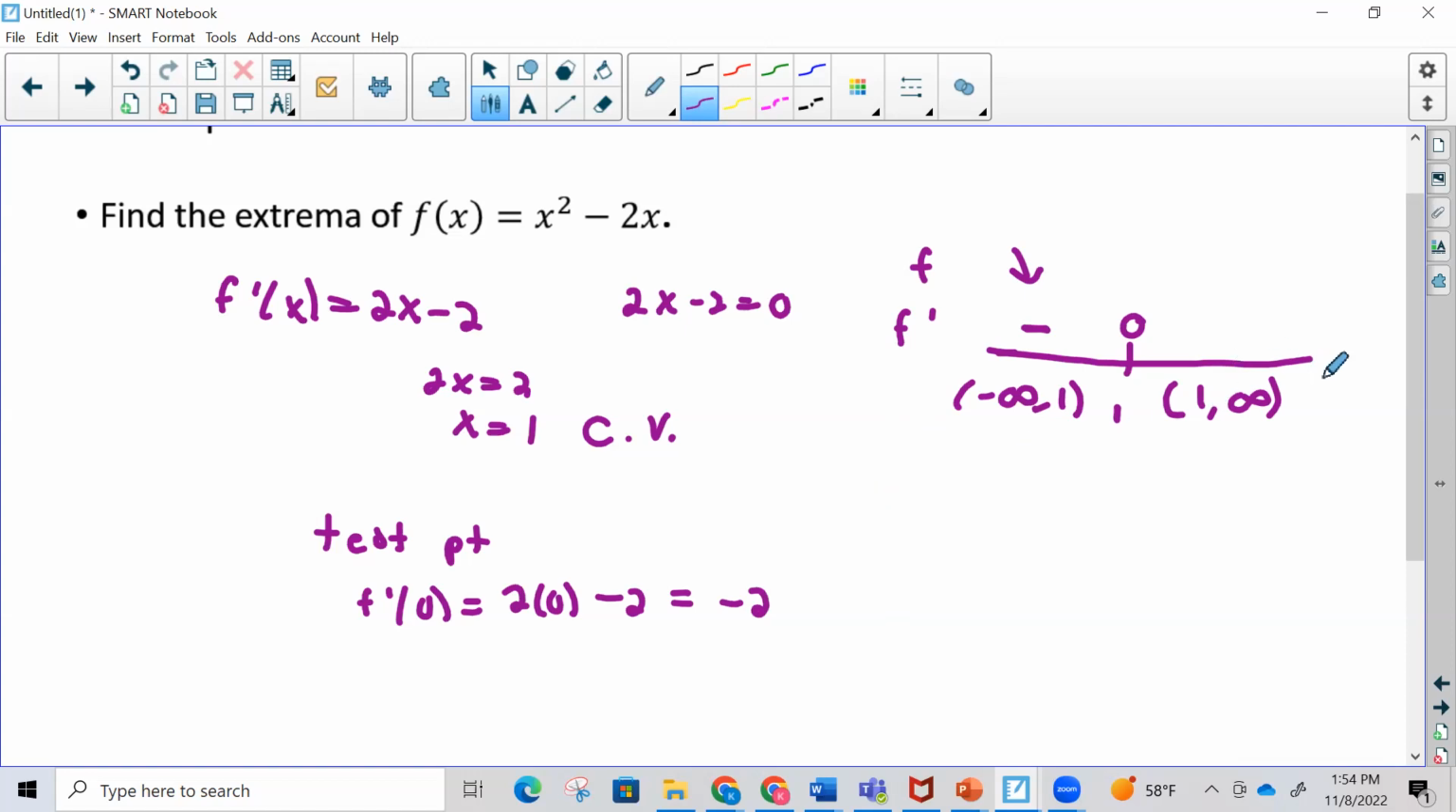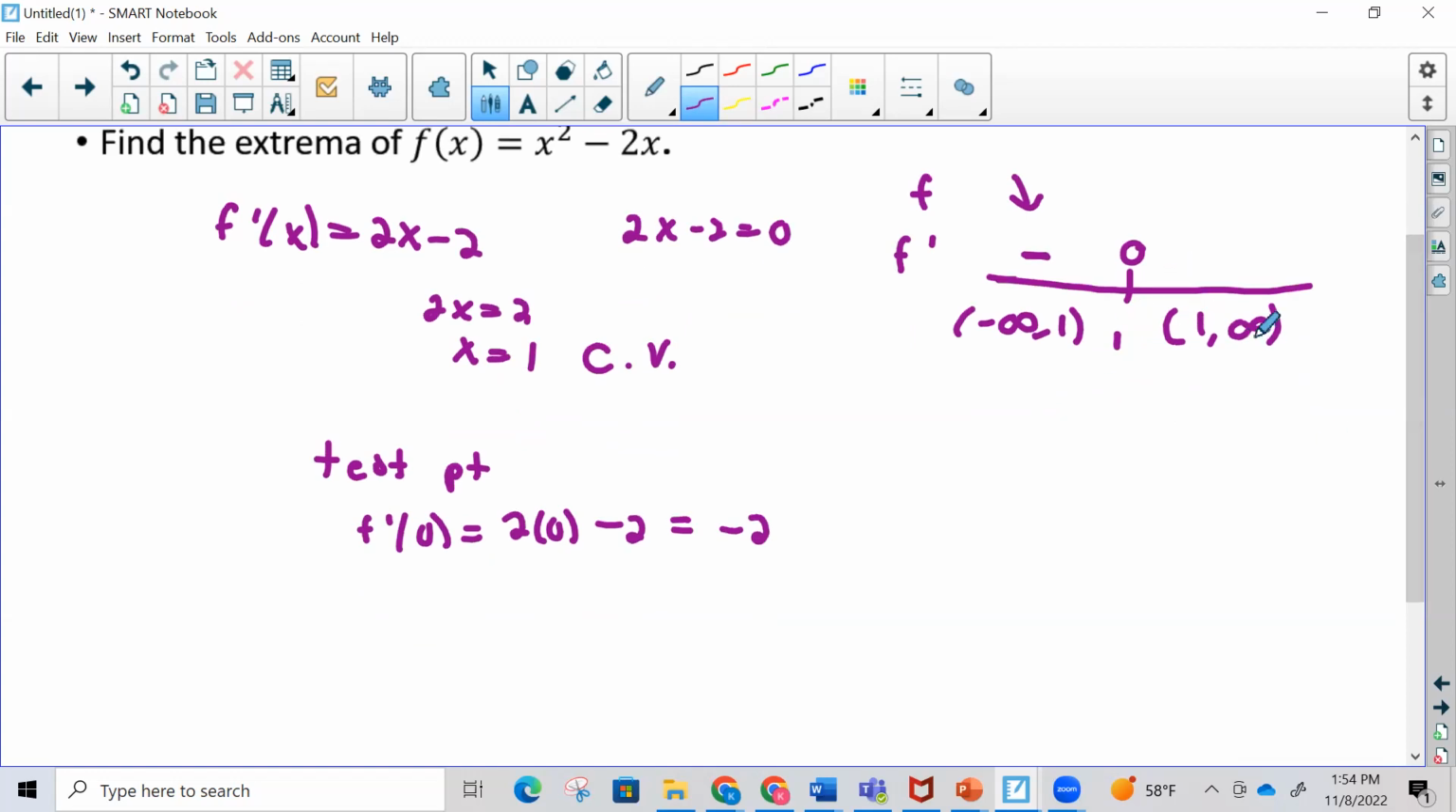So then we're going to try a test point in this interval. So again, anything between 1 and infinity, don't use 1, don't use the critical point, you're going to get 0. You need something that's not. So let's try 2. So I do 2 times 2, which is 4. 4 minus 2 is 2. Again, it's positive. I don't really care about the value, I just care about the sign. So that means it's increasing from 1 to infinity.